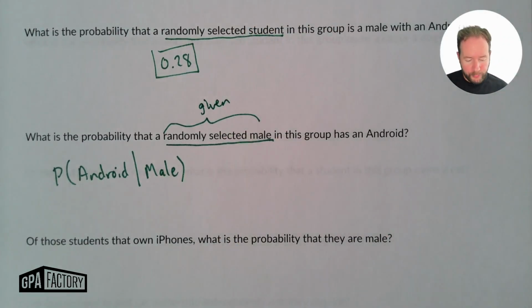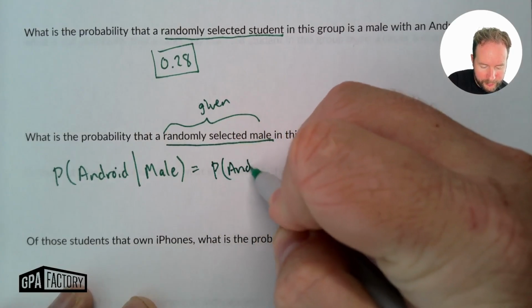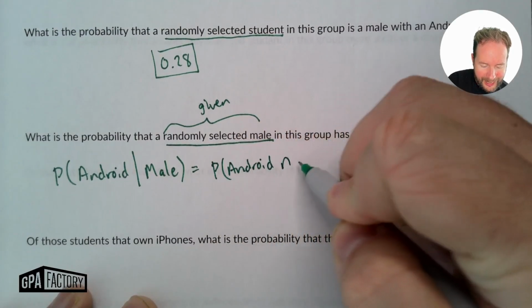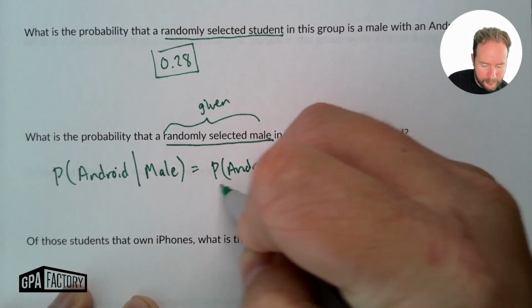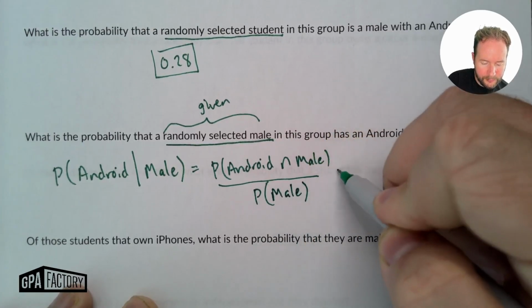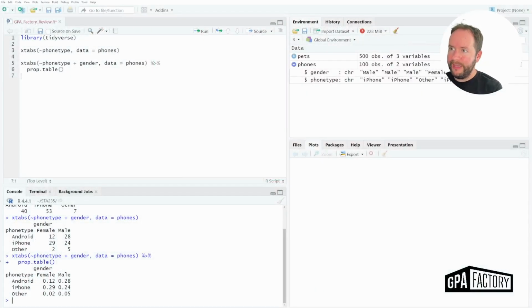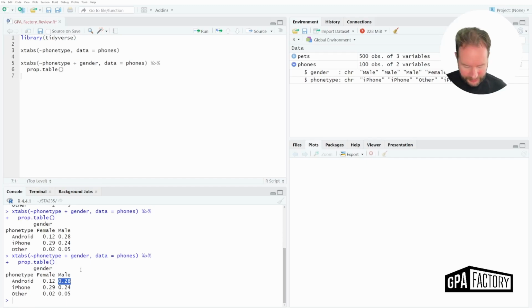This is the given. There's a couple ways to do this. We can use the conditional probability formula that we've talked about before: probability of Android and male, divided by probability of male. So we can do this in RStudio the following way. I'm going to jump back on over and say, first off, once more, our probability of Android and male is 0.28. So I'm going to put that in my numerator.